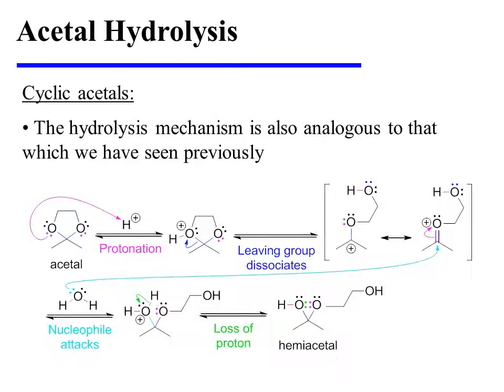The hydrolysis mechanism for cyclic acetals is also directly comparable to that which we have seen previously. The acetal is first protonated, and the good leaving group that results dissociates. The resonance-stabilized cation accepts the attack of a molecule of water, and the loss of a proton from the oxonium ion generates the hemiacetal.